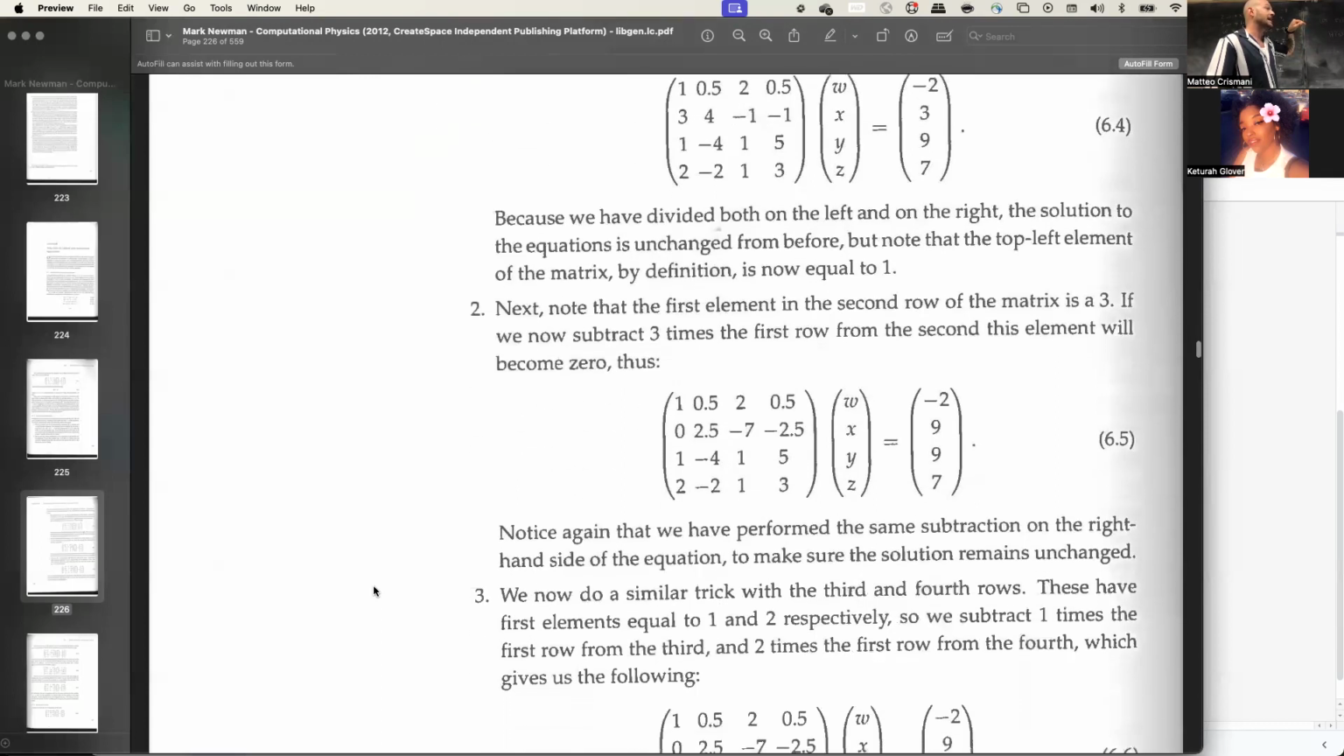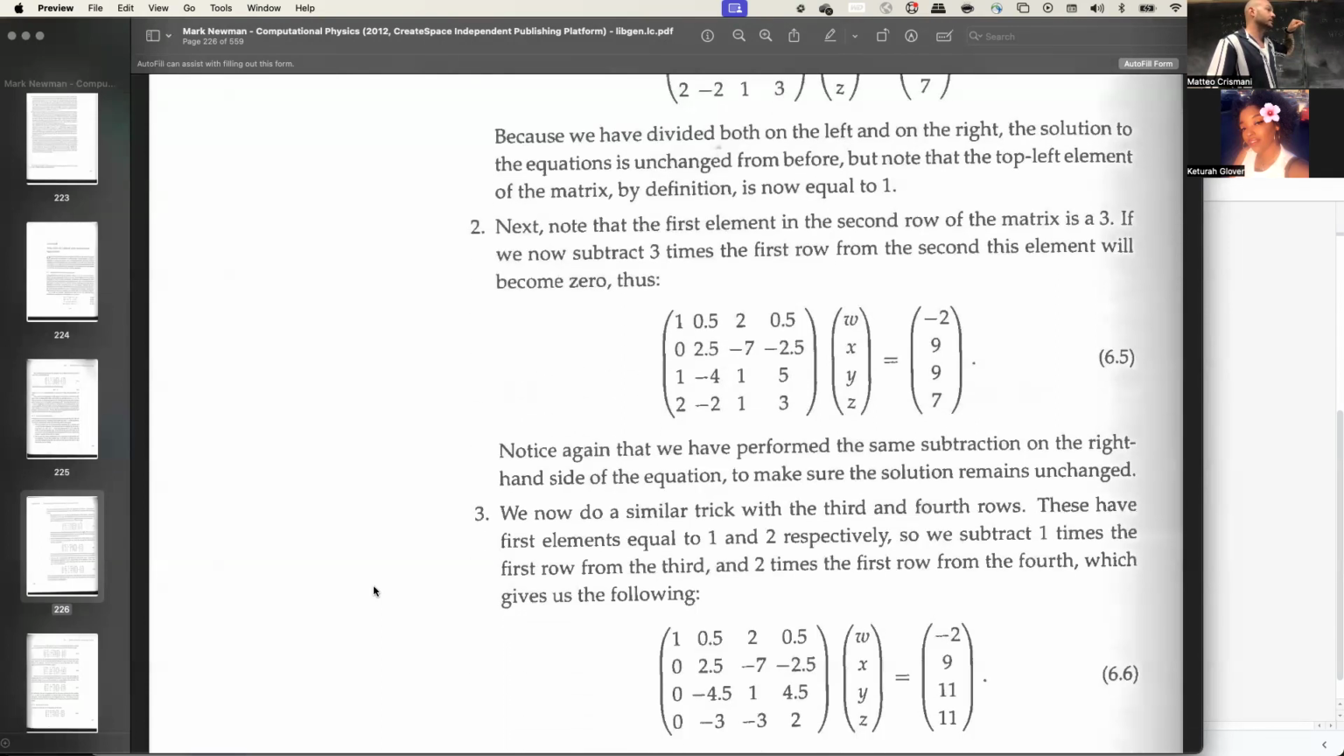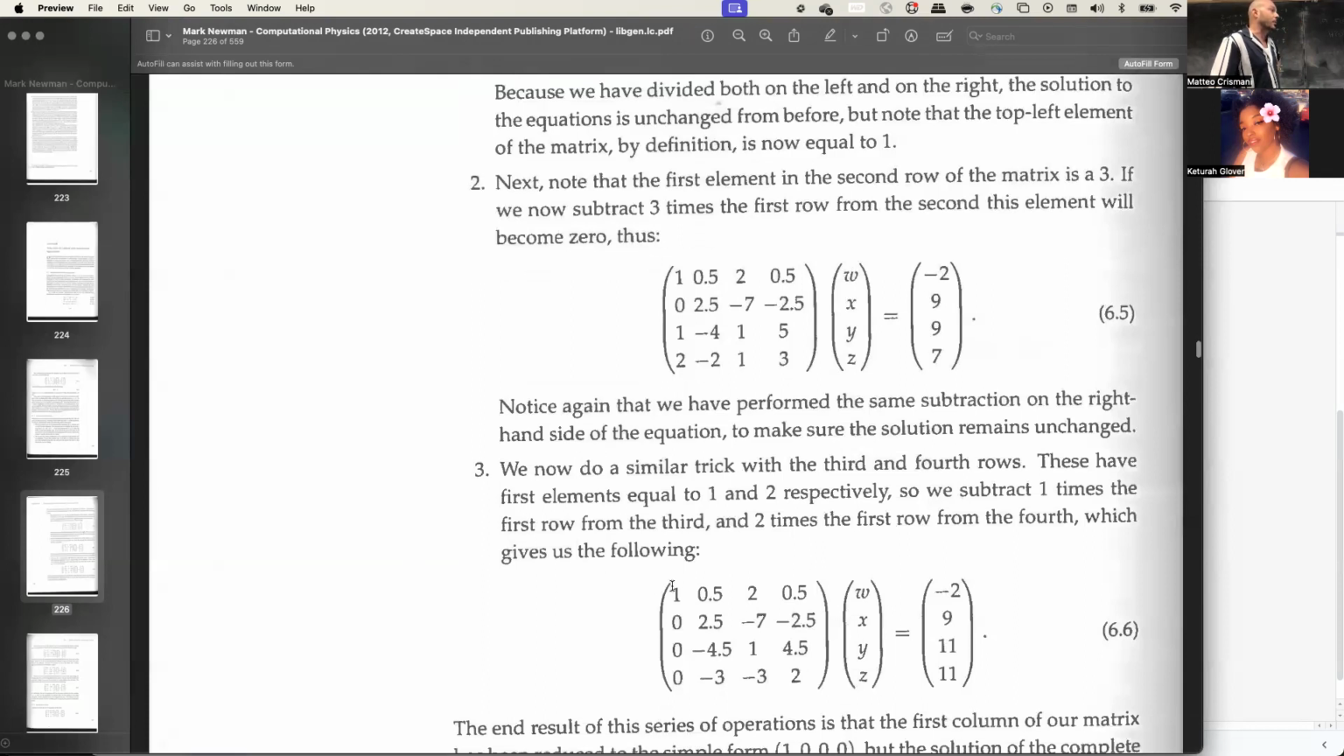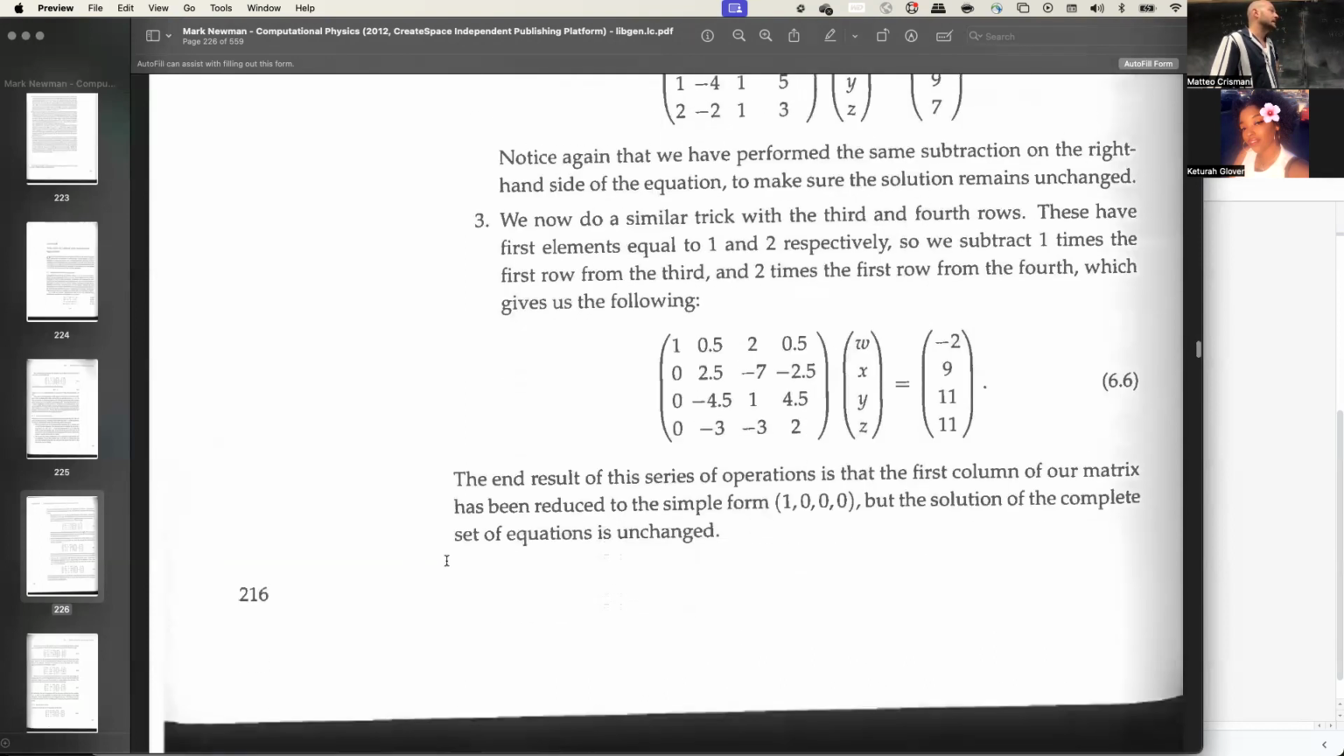Okay. Now let's do it with the third and fourth rows. And look what I'm trying to do. I got 1 and I got zeros all the way down. Okay. So now I've eliminated all of the W's except for this one at the top. Right? Okay. So let's do it again.